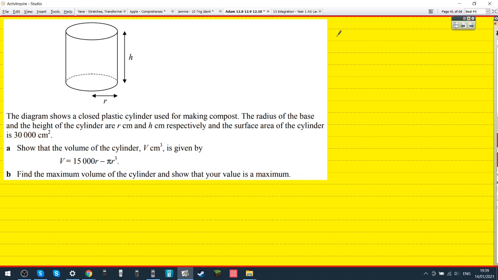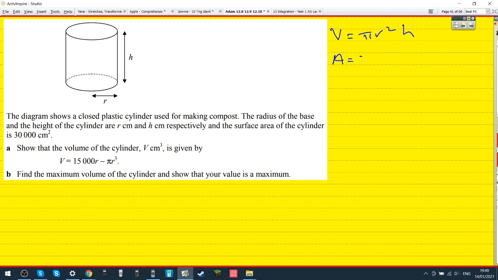How do you find the volume of a cylinder? Do you know? Height times... Oh wait, I'm thinking of a cone. I forgot the equation for a cylinder. What's the area of a circle? Pi r squared. And so it's just pi r squared times the height. So pi r squared is the area, and there's height number of those. That's the volume.